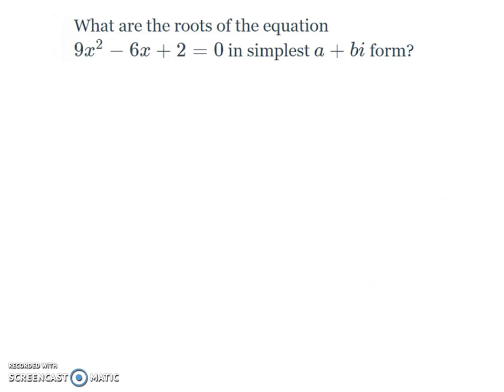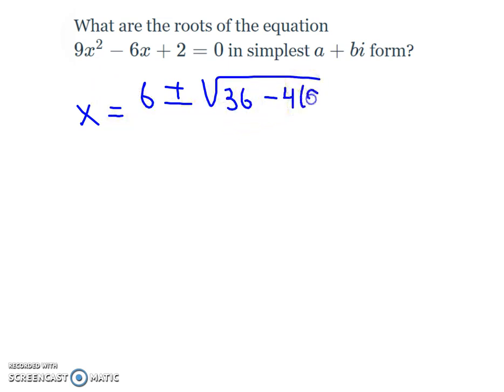This one again is nice. I don't have to start moving everything off so that I have a 0 on one side. I already have it there, so I can just start in. Again, we want it in a plus bi form here, so here we go. The opposite of b is 6. Square that. Don't you dare write 36. You all know to write positive 36 because negative 6 times itself is positive 36. That's 4 times 9 times 2. And then all divided by 2 times 9 is 18 in this case.